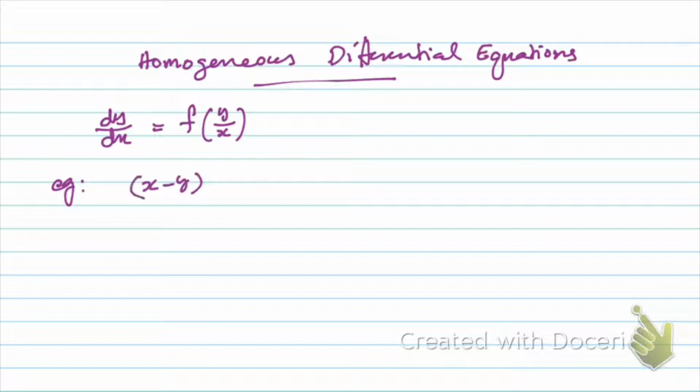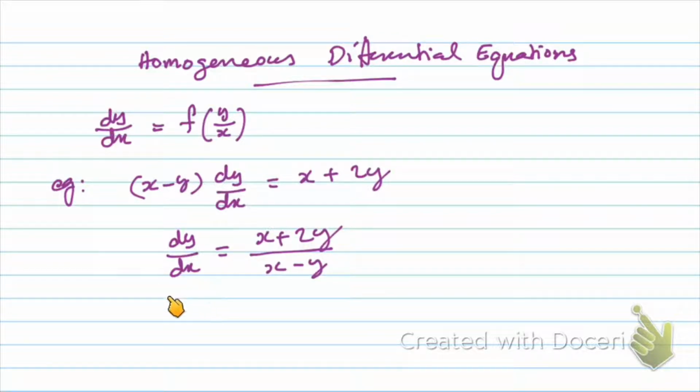As an example, x minus y into dy by dx is equal to x plus 2y. I'm going to make dy by dx the subject. So dividing both sides by x minus y, I get dy by dx is equal to x plus 2y divided by x minus y. And this is not appearing as a function of y by x. So to make it a function of y by x, I look at the highest degree x term involved in this, which is x.